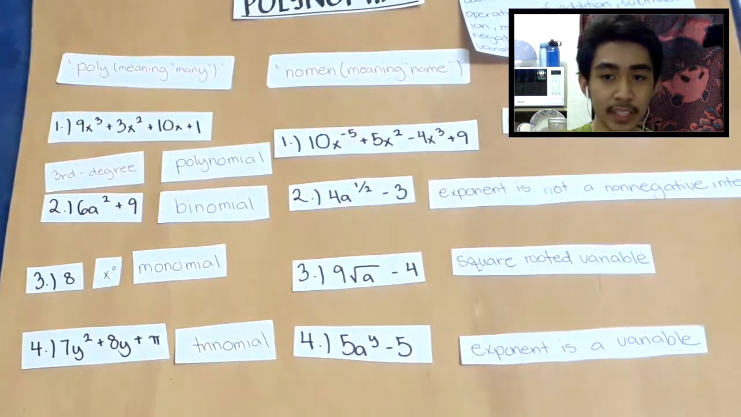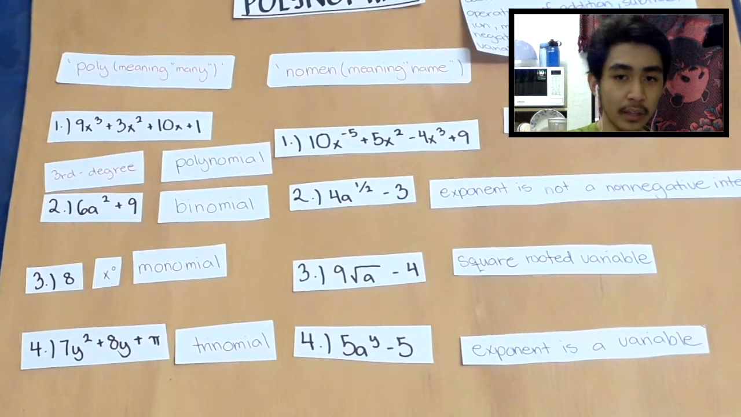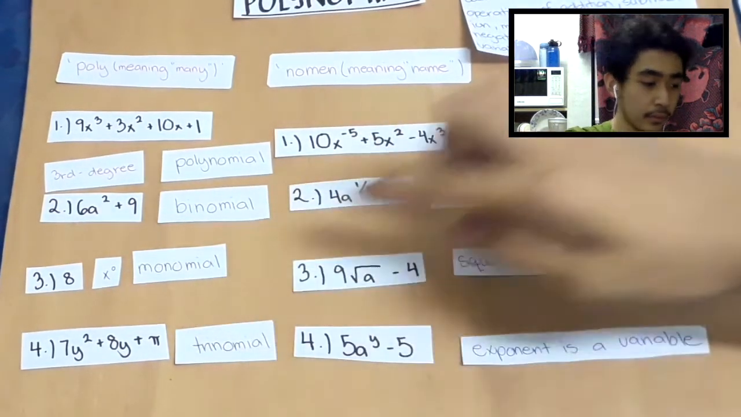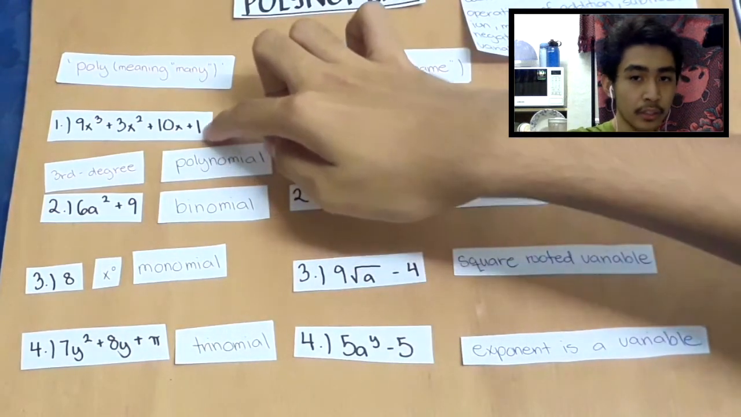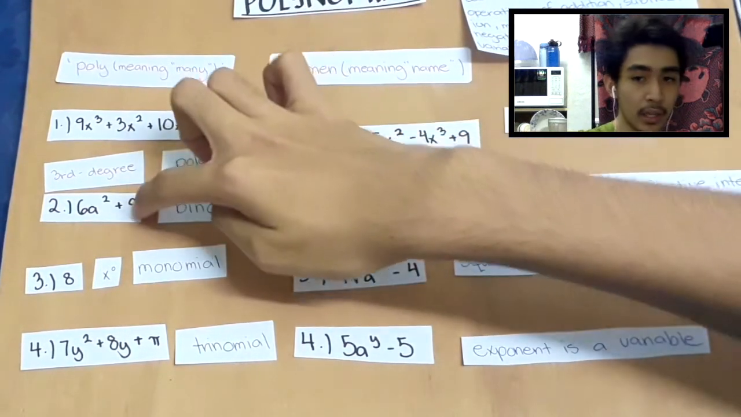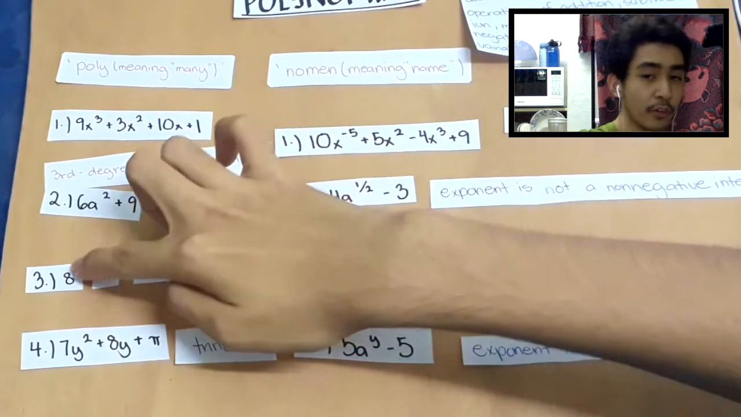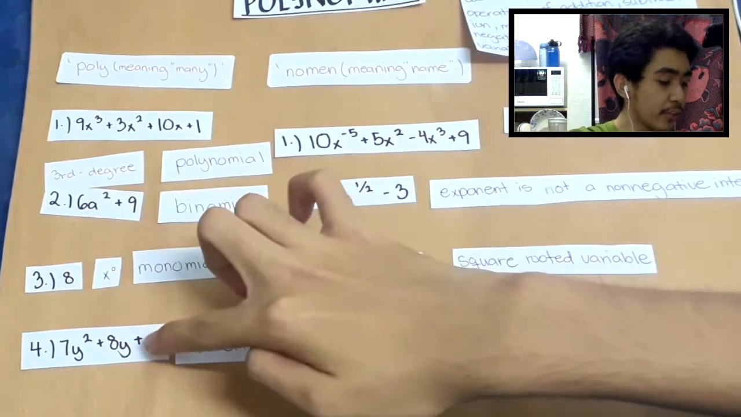Now if you pair this with the classification of each polynomial, this would be a third degree polynomial, this one is a second degree binomial, this one is a 0 degree monomial, and this is a second degree trinomial.